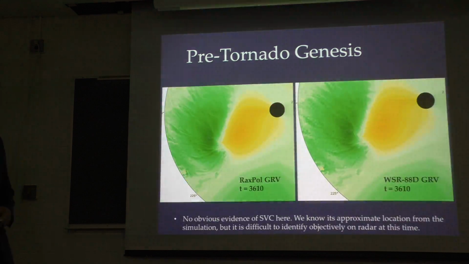Moving on to velocity, so this is ground relative velocity. Again, left is Rack's pole, right is 88D. There's no real obvious evidence of the SVC here to me. I mean, you do have the zero isotop, and it just so happens to be co-located with the SVC in this case, but we know where the SVC is from the simulation. If I'm an operational forecaster looking at this on radar, I don't think I can objectively look at this and say, oh yeah, there's the SVC. It's just a zero isotop. But we would have to get more into that to be sure.